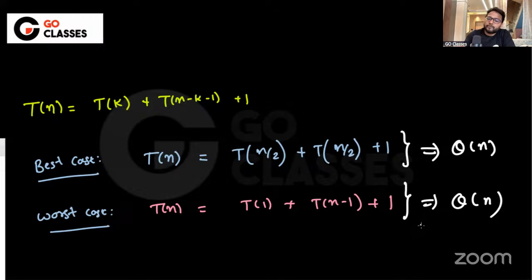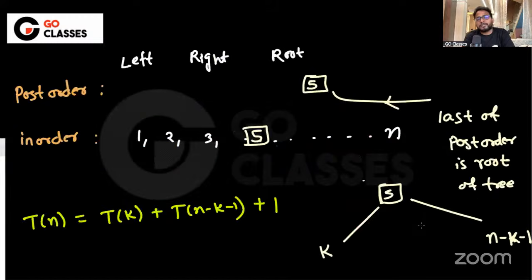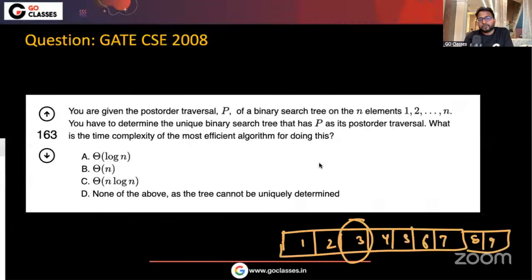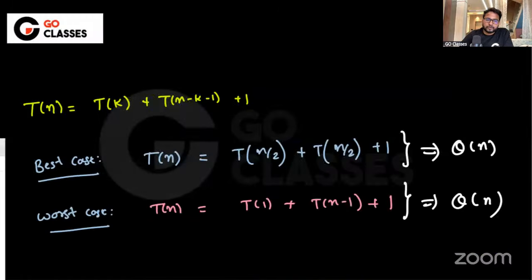So how much time will you be taking? From post order and in order, in order is anyway the sorted order, so you don't have to do the binary search and all. You can do it in constant time. Using that, for this particular question, the time complexity of the most efficient algorithm to make the binary search tree is just theta of n. So B is the answer here. I have not written the answer, but yes, the answer is B.